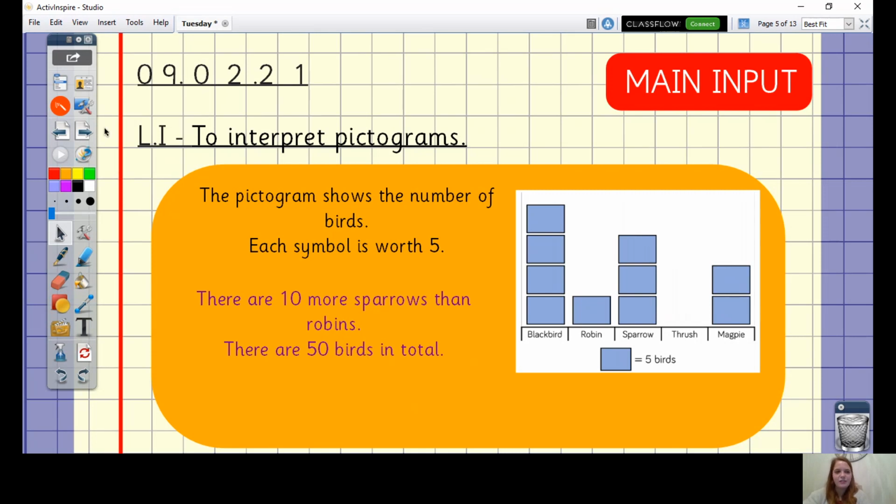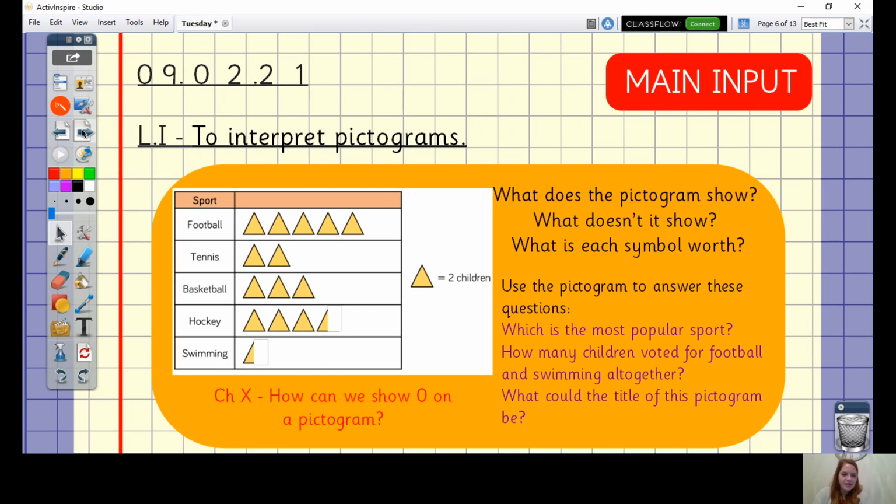Okay, let's look at our next pictogram. So this time we can see our categories are all about sport. So we have football, tennis, basketball, hockey, and swimming. I want you to think about, just like we did a moment ago, what is this pictogram showing us and what is it not showing us? So what does it show? What does it not show? And also have a look at the key. What is each symbol worth? Have a look at what that key is showing us.